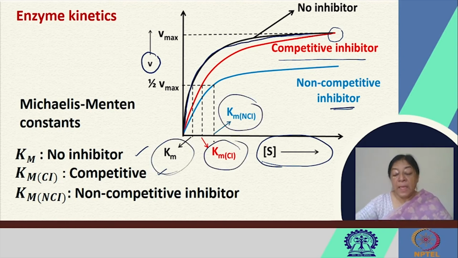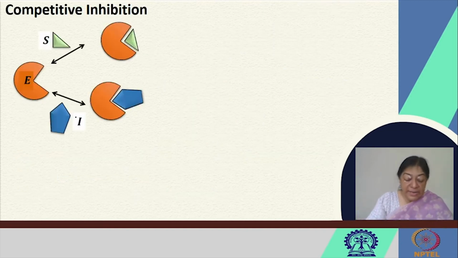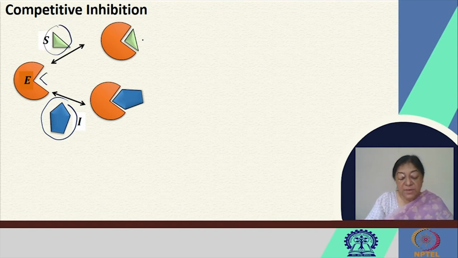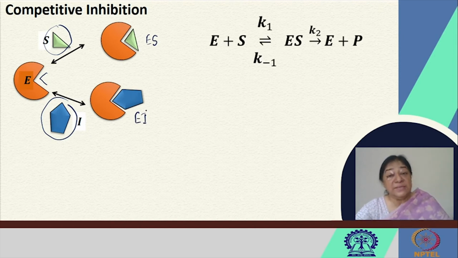that are shown here. Now, when we look at competitive inhibition, as the name implies, our inhibitor looks like the substrate as it binds to the active site. So we have here an enzyme-substrate complex. Here we have an enzyme-inhibitor complex. And we have to subsequently look at the kinetics involved.